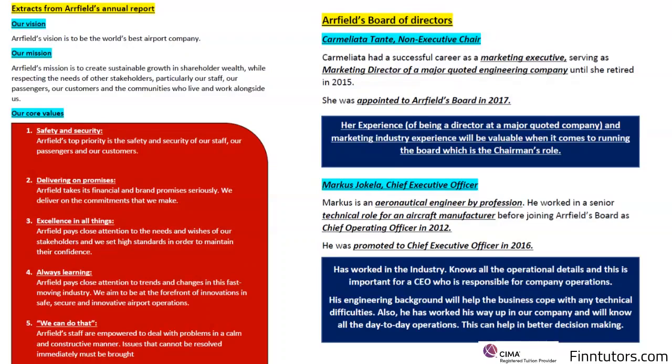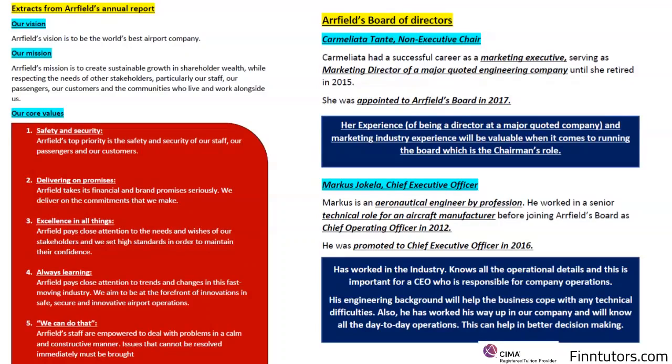On the other hand, if you're talking about marketing, let's say you are talking about any sort of marketing opportunity, at the end you can suggest and say that the wealth of experience, in fact, that we have from our non-executive chair Carmeliata about the marketing aspect, it's important that we have a word with her on this marketing consultation and then move forward.